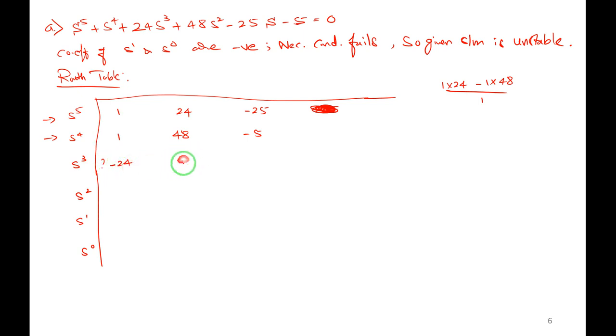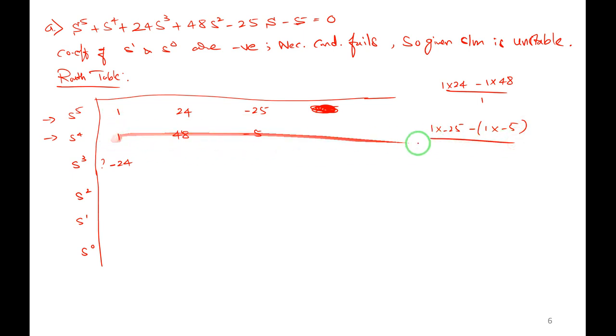Next, we want to calculate this element, leaving this column above. So 1 into minus 25 minus, open bracket, 1 into minus 5, whole divided by 1. So minus 25, minus into minus is plus, 5. I am getting minus 20 here.